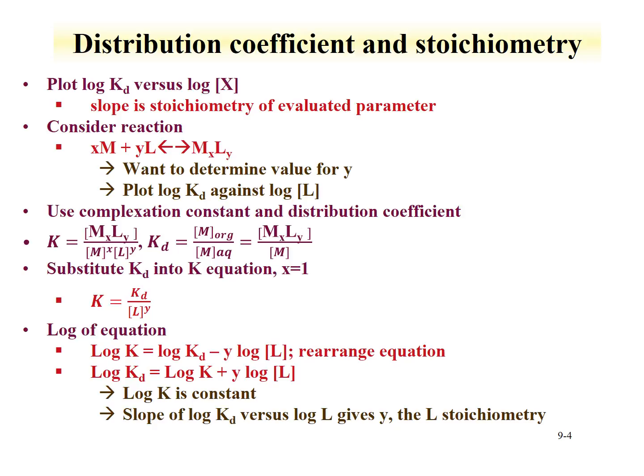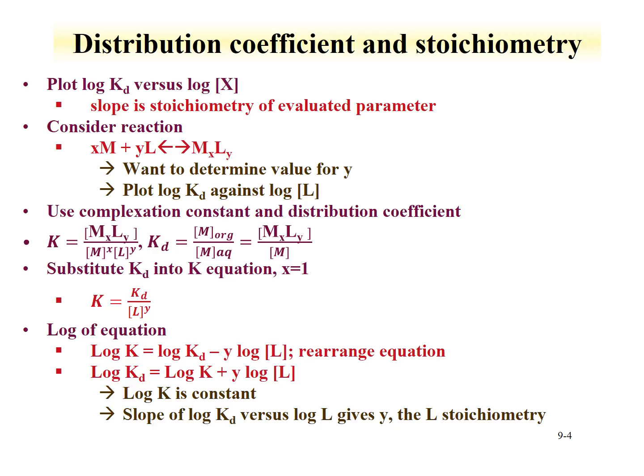As we said on the previous slide, one could use the distribution coefficient to determine the stoichiometry of a system. Consider a reaction where we have X metal plus Y ligand going to a metal X ligand Y system. And if we wanted to determine the value for Y, we could plot the log of the distribution coefficient against the log of Y. And this very much just comes from using the complexation constant and the distribution coefficient.